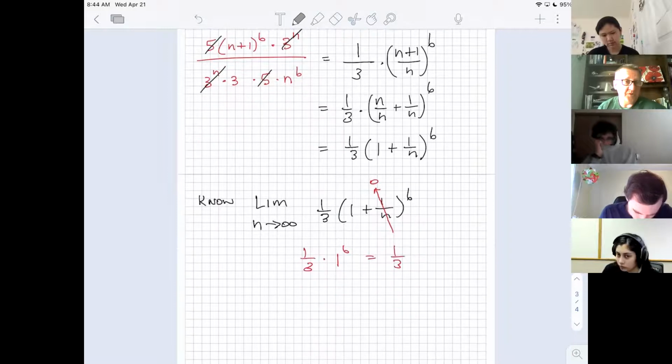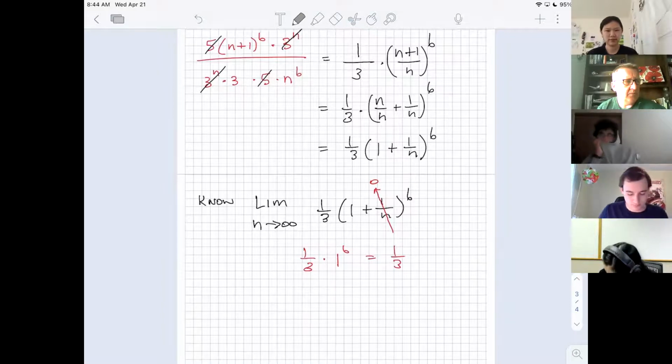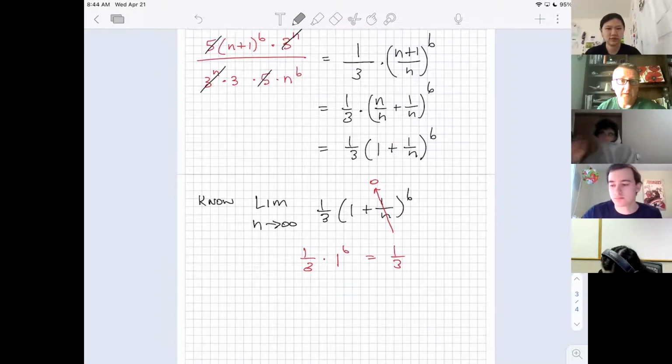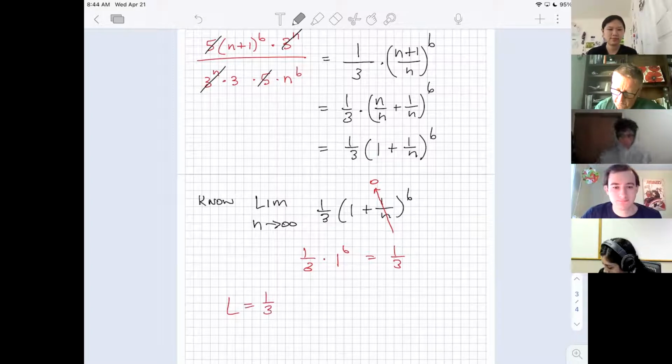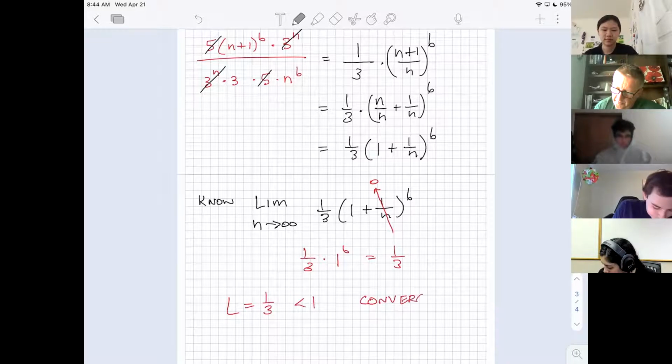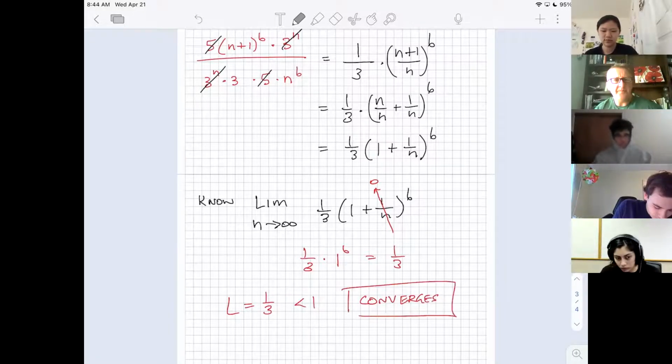Hey, look, it approached the limit. So this thing is on its way to 1/3. That's kind of cool. And that's less than 1. Not 0 this time, but it's less than 1. So L is 1/3. Cool, less than 1. So we kind of proved, if you will, that this will indeed converge.